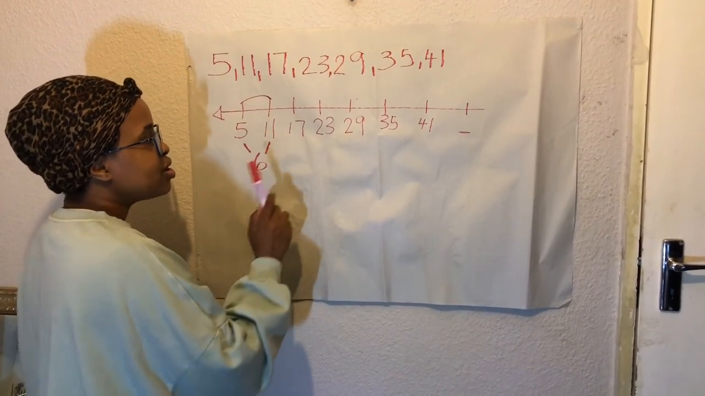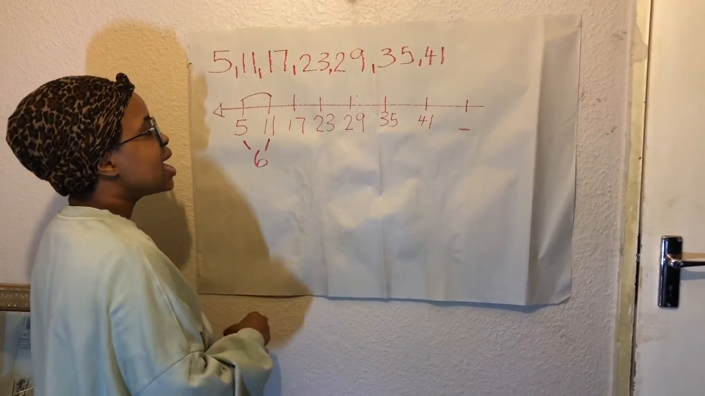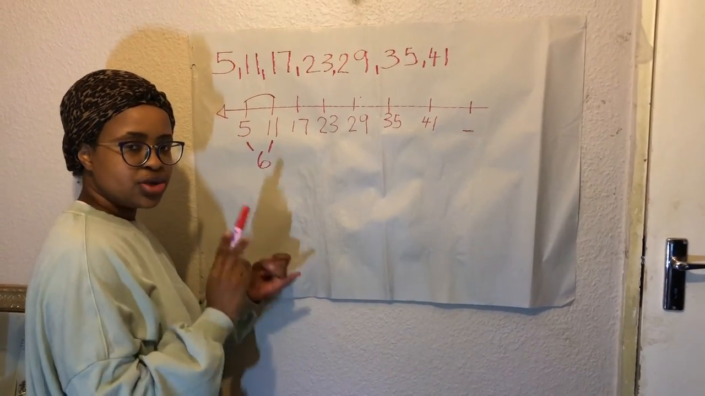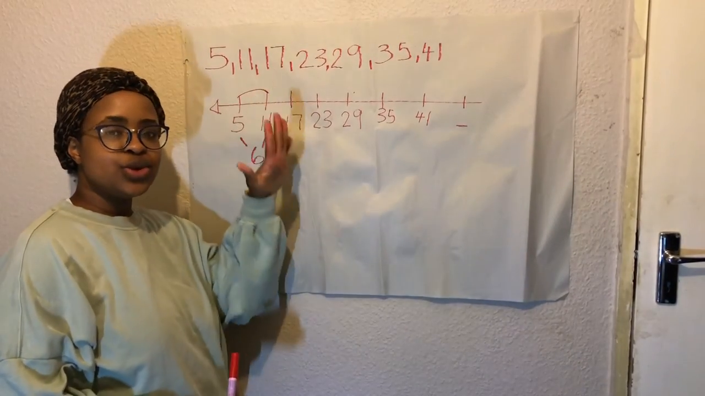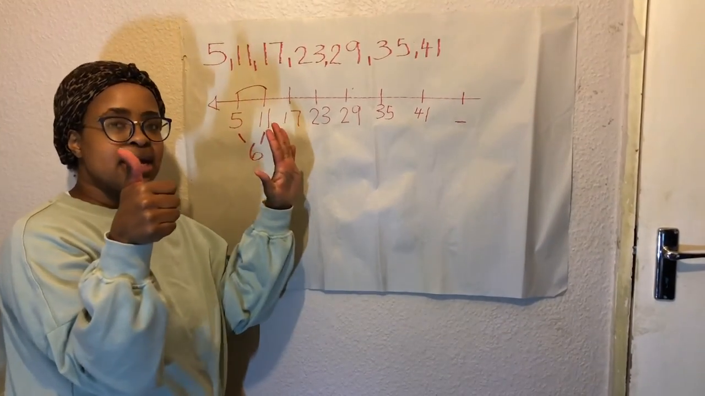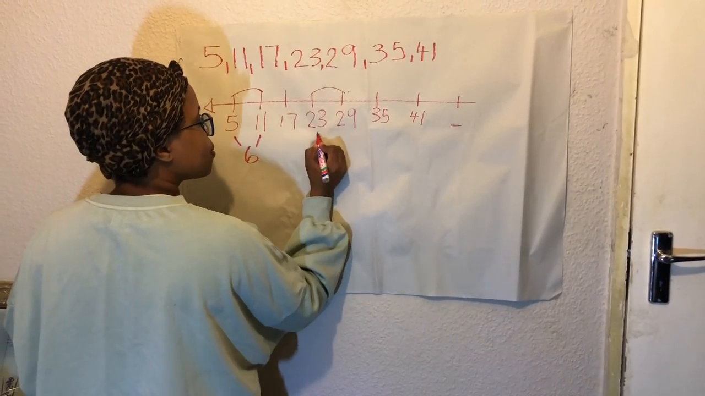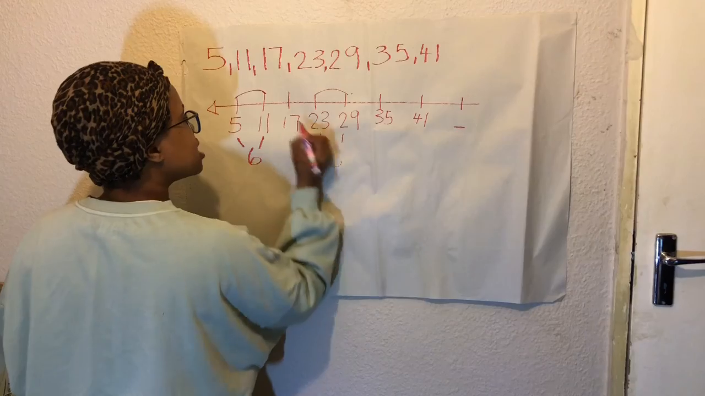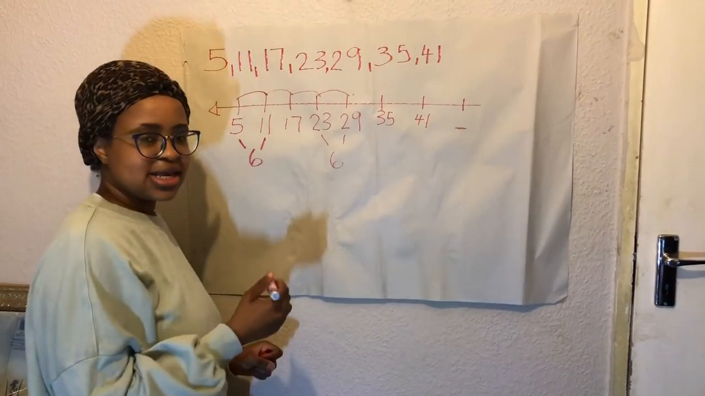Okay, let's try it from the middle. From 23 to 29. 23, 24, 25, 26, 27, 28, and 29. So our rule here is also 6. So it means that the rule for this pattern is 6.